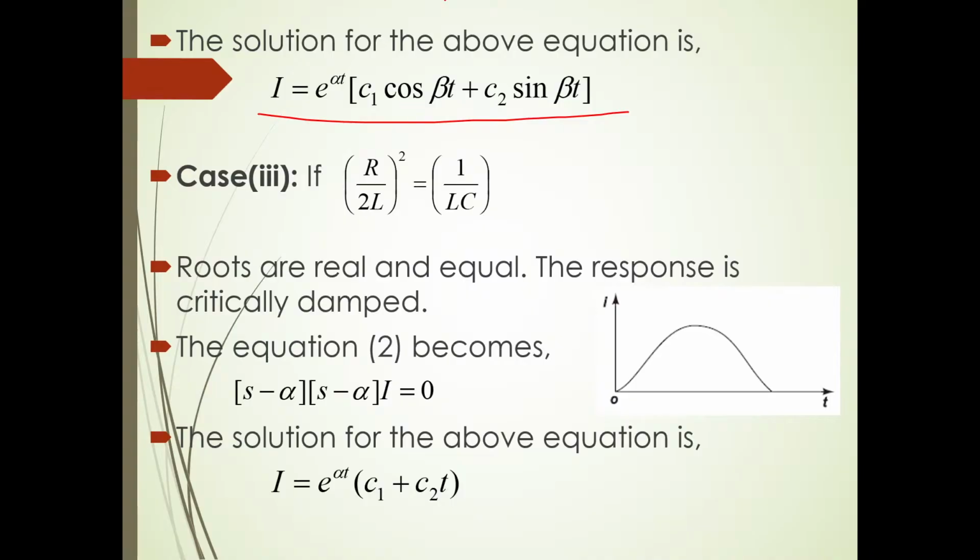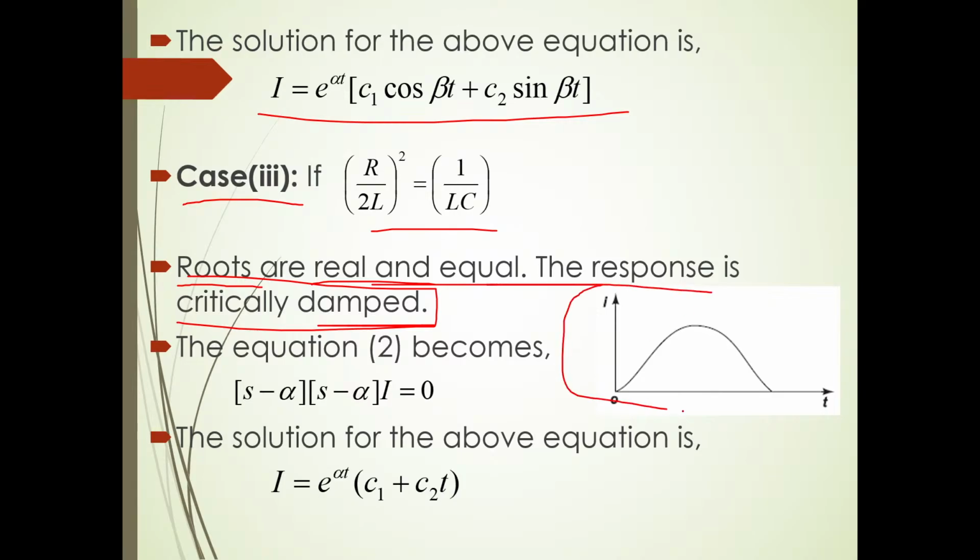So this topic is not a simple topic, so you must be more attentive and try to understand. Now in the third case, let us assume that (R by 2L) whole square is equal to 1 by LC. Then in such a case, the roots of the quadratic equation will be real and equal, and the response will be a critically damped response.